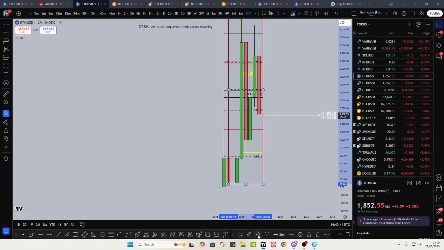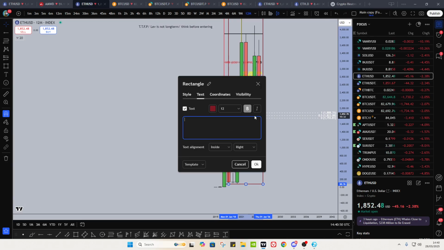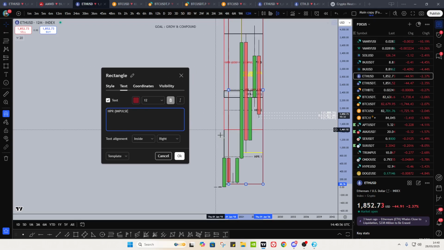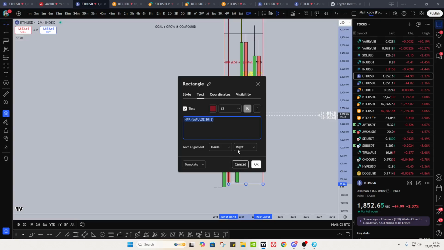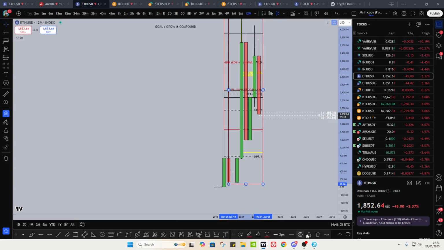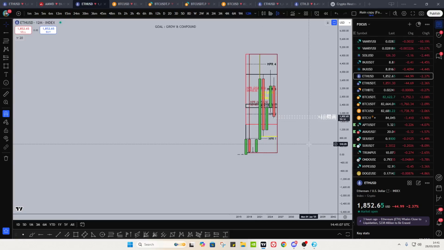Red. Nothing. And then red. And then the text can be, this is your historical price range. And then this is your macro impulse. Impulse from, this is your 2018 impulse. There we go. Settings. Left. Perfect. Okay. Even better, right?